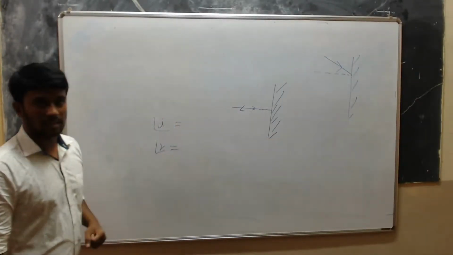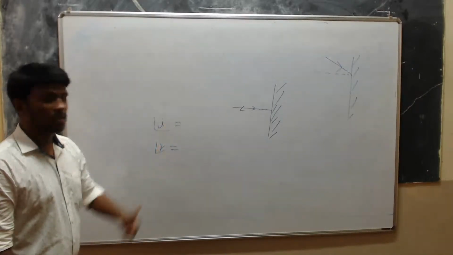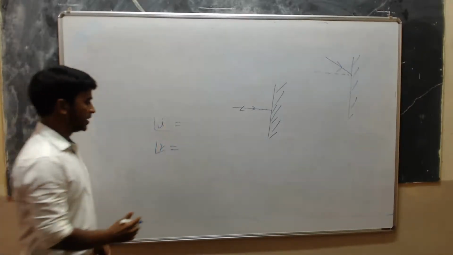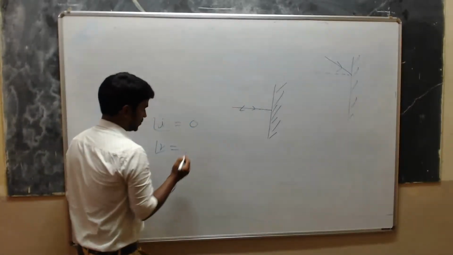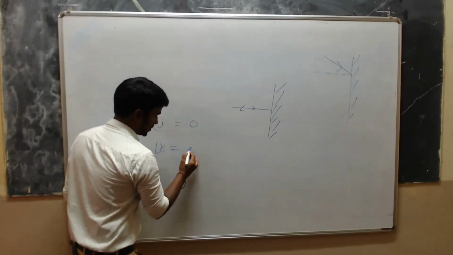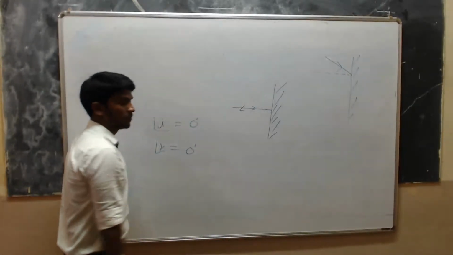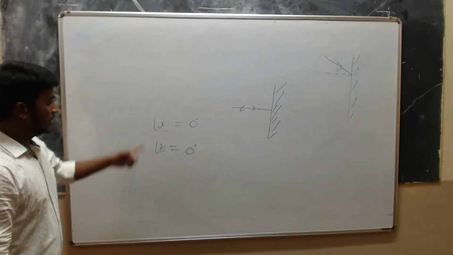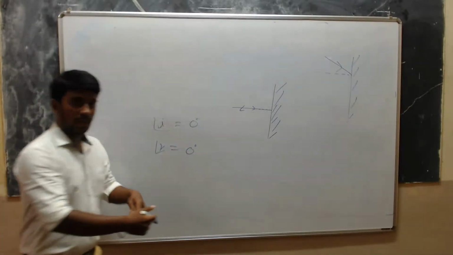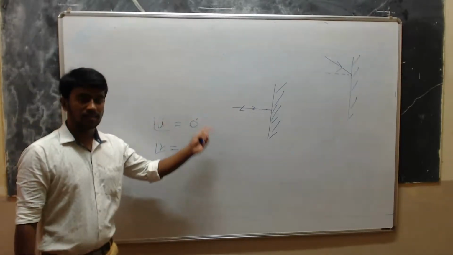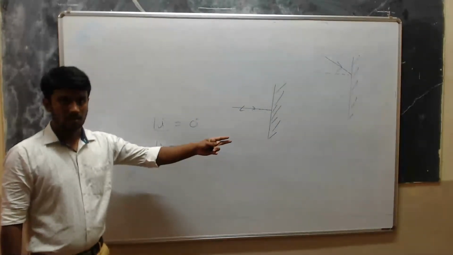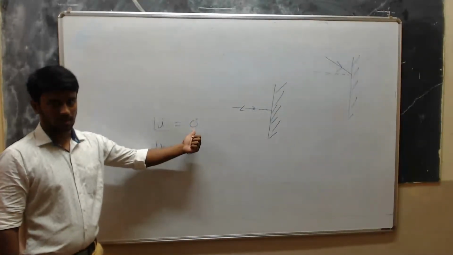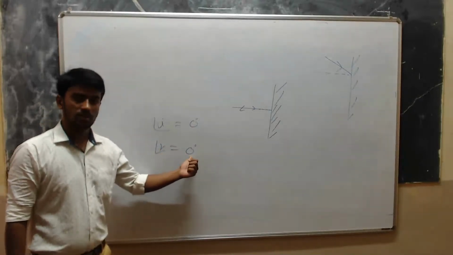Now, what is the angle of incidence and angle of reflection? The angle of incidence is 0 degrees and the angle of reflection is also 0 degrees, because the angle of incidence means the angle between the incident ray and the normal. So that's why it is 0 degrees, and the angle of reflection is also 0 degrees.